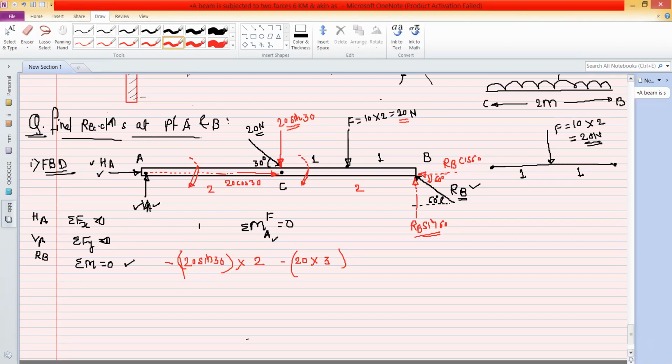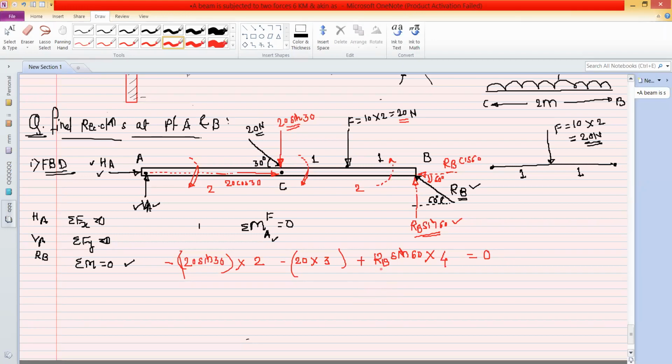So moment by RB cos 60 will be 0 because the line of action of this component is passing through the point A. Therefore, we have to take the moment by RB sine 60. So force is RB sine 60 into its perpendicular distance. We have to take the total distance of beam AB, so it is 2 plus 2, 4 meter. And the sense of rotation will be anti-clockwise, and therefore it is positive. So this total moment is equal to 0, that is, summation of moment is 0.